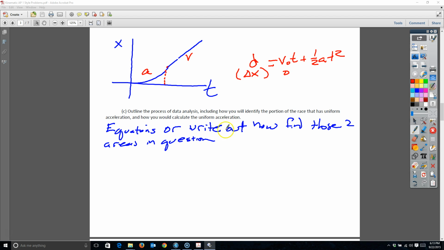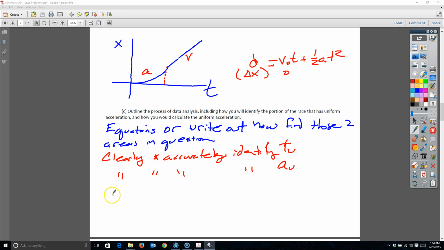So the next thing that we have to do is make sure we clearly and accurately identify the unknown time, TU. Same thing, clearly and accurately identify the unknown acceleration. And you don't want to make any incorrect statements, so don't go on and on and on, because they will actually take points off if you say anything wrong. So no incorrect statements.